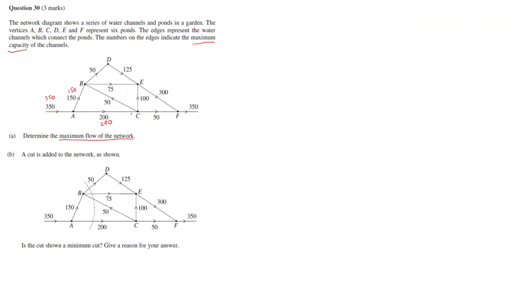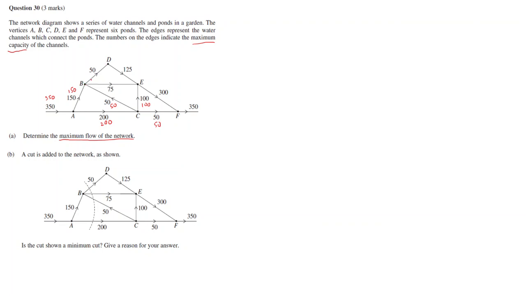From this 200, at point C, there are three directions it goes. 50 can go here, 50 can go here, 100 can go here, right? 100 plus 50 is 200. Then when it reaches point B, 150 comes from here, 50 comes from here, 200 comes. In total there is 200 here.